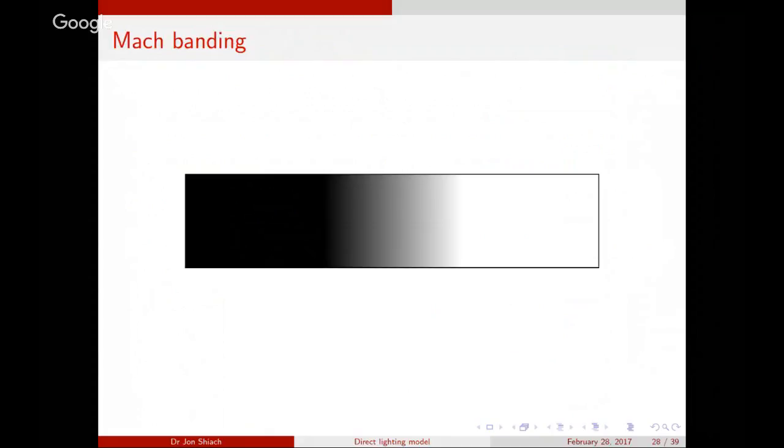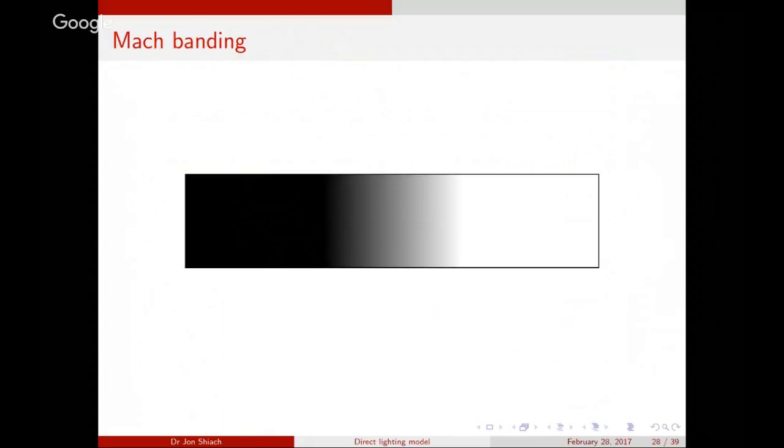What I've got here is a rectangle. On the far left, I've shaded the rectangle 100% black, and on the far right, I've shaded it 100% white. If you don't believe me, I can show you the code for producing this rectangle. Starting about there, I've got a gradual decrease in blackness to the white. This image is a good example of what we call Mach banding.